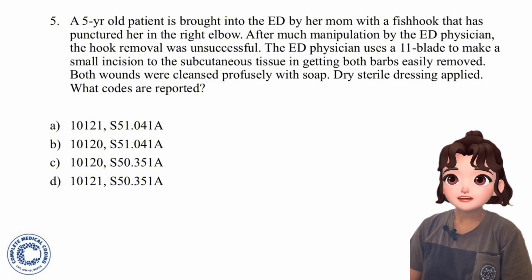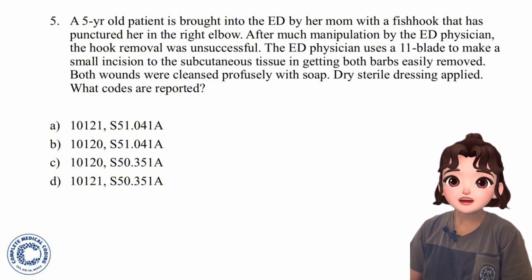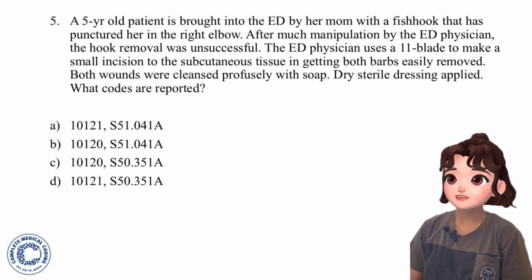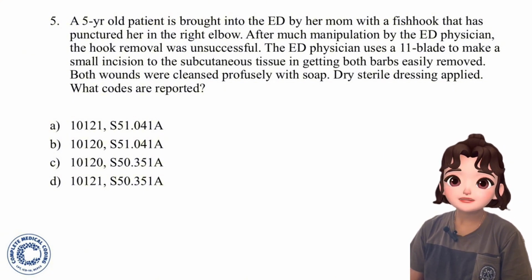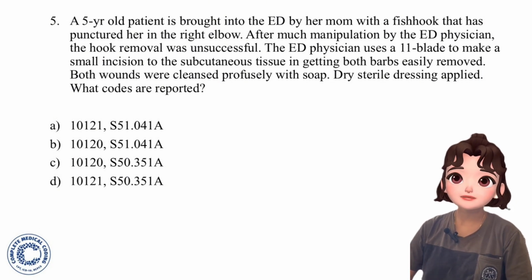Now moving to the fifth question. A 5-year-old patient is brought into the emergency department by her mom with a fish hook that has punctured her right elbow. After much manipulation by the ED physician, the hook removal was unsuccessful. The ED physician uses an 11 blade to make a small incision to the subcutaneous tissue, and both barbs are easily removed. Both wounds were cleansed profusely with soap. Dry sterile dressing applied. What codes are reported?